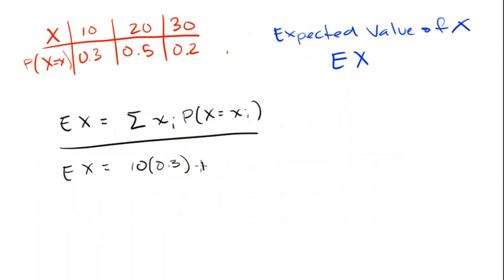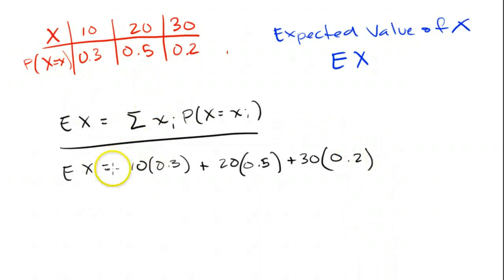And then we're going to add it to the next one. So now we move on to the next value that x could take on. That value is 20, so I'm going to take 20 times its probability, which is 0.5. And last, we're going to go to the third term, and add that at the end. Again, the value it can take on is 30, times its probability, which is 0.2.